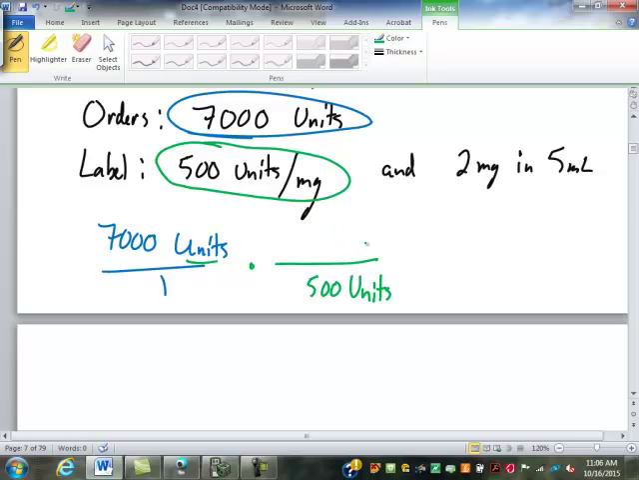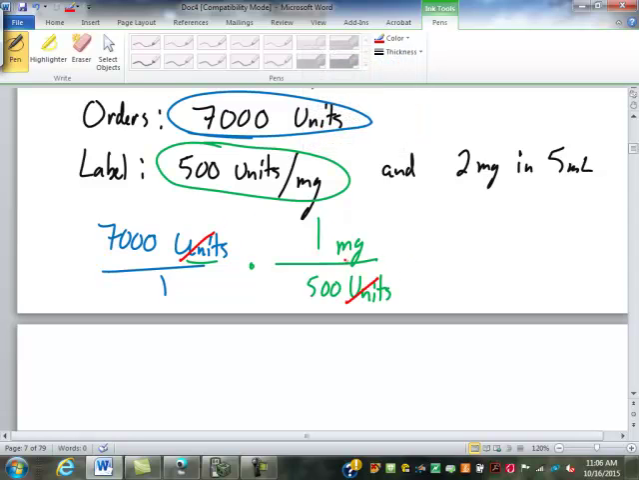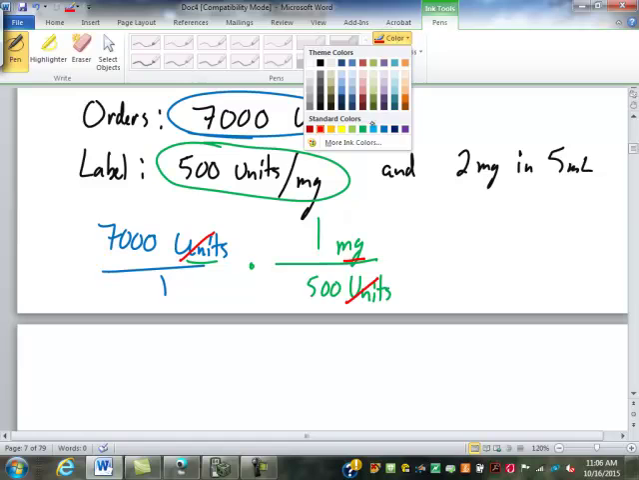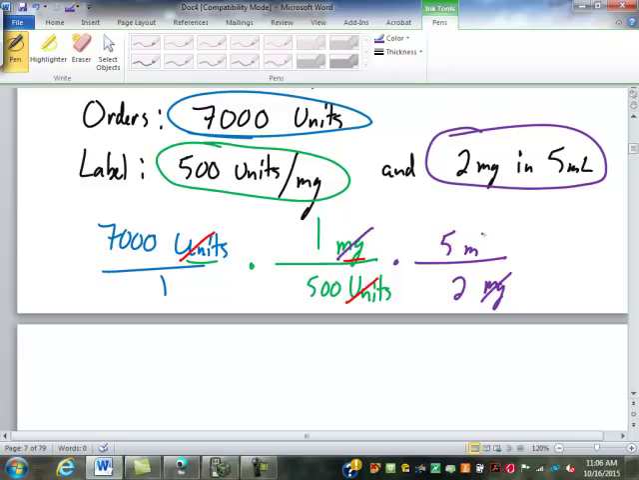What's going to go on top? Milligram, but how many of them? 1. 500 units per milligram means 500 units per 1 milligram. So now the units cancel out and we have milligrams. In our next step, milligrams have to go on bottom so that they will cancel out. And what do we have relating milligrams to anything else? You got it. 2 milligrams in 5 milliliters. So now the milligrams cancel out.